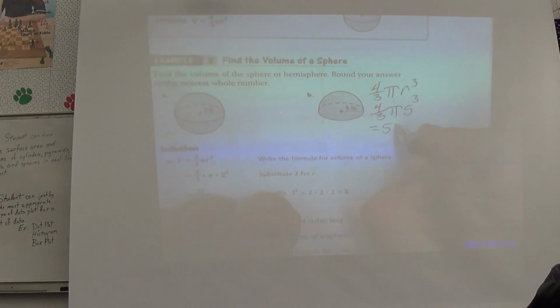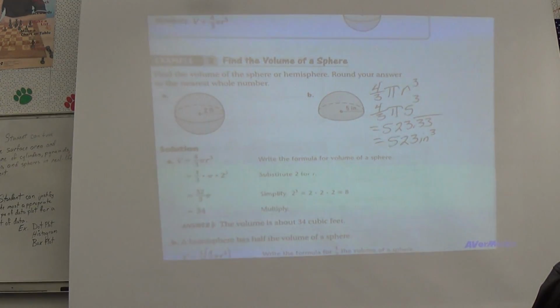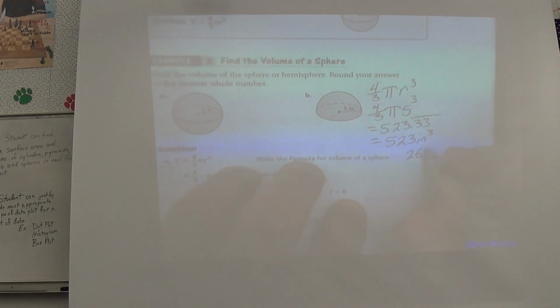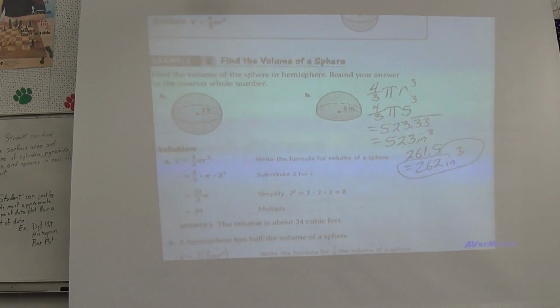So you should have 523.33 forever, right? So if we round that, it's going to be 523 inches cubed, okay? Now, if we take that answer and divide it by 2, right? 523 divided by 2, you're going to have 261.5, which is 262 inches cubed, okay?